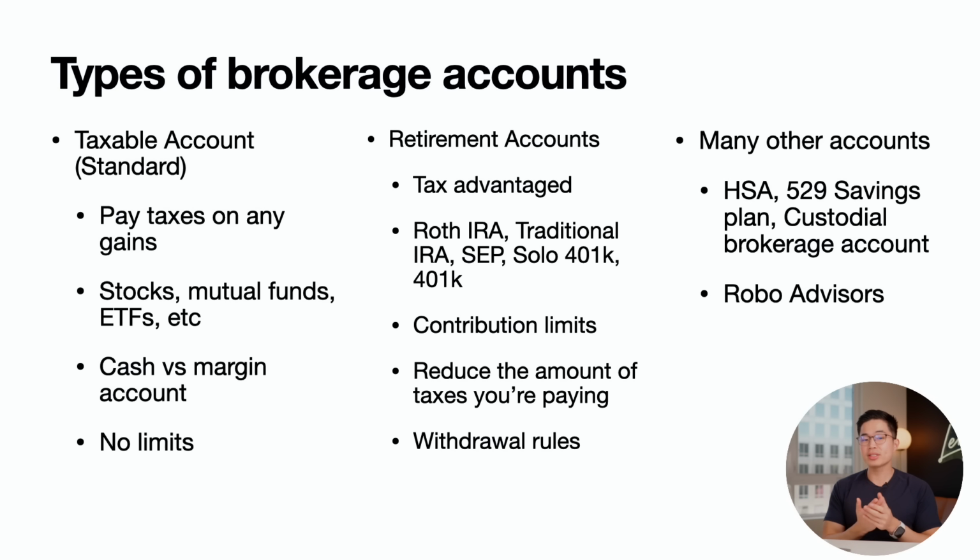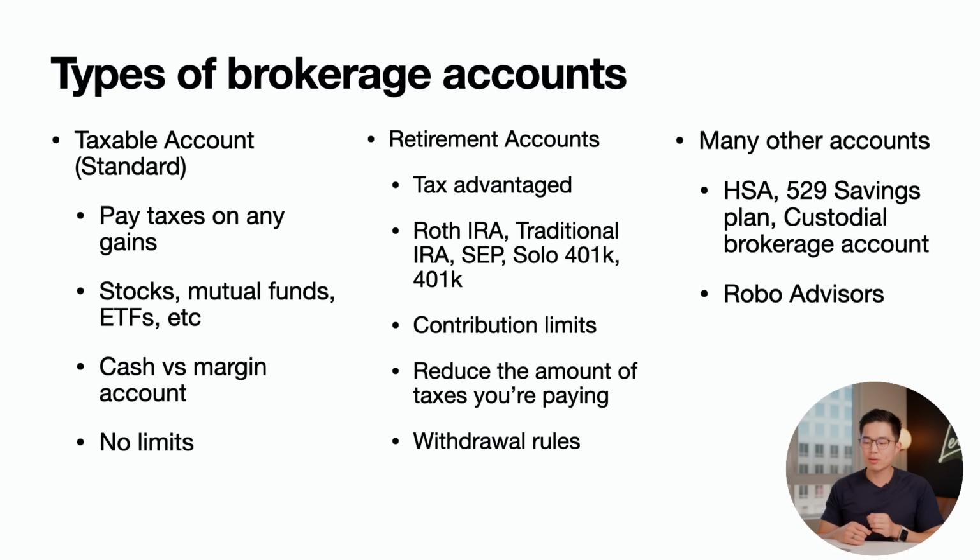And within the standard account, you can have a cash account and also a margin account. The cash account is basically letting you buy investments with money that you deposit into the account. So you can take $5,000, put it into that cash account, and then use that cash to purchase different stocks.